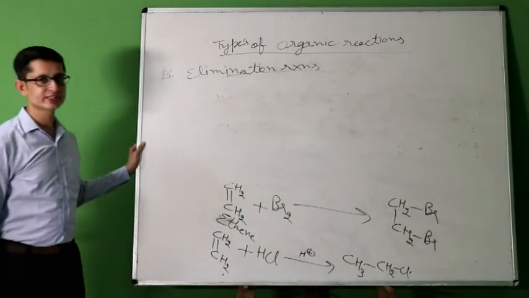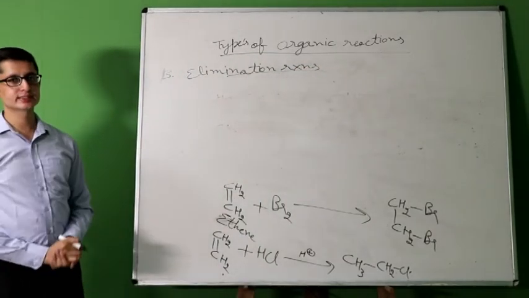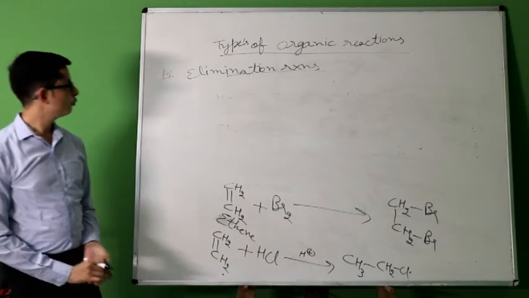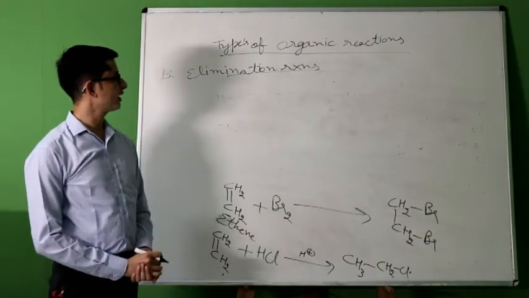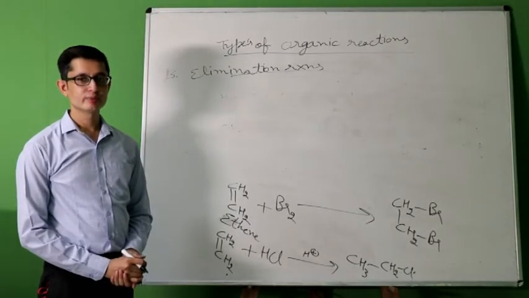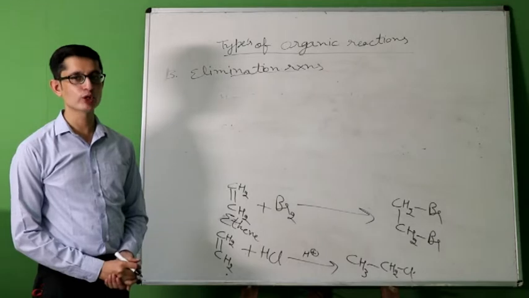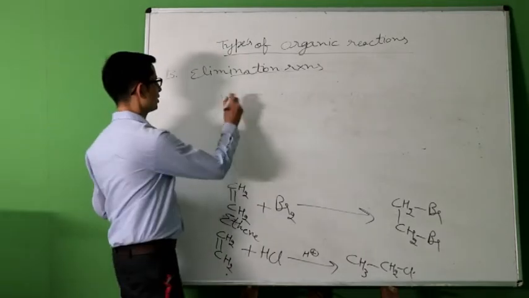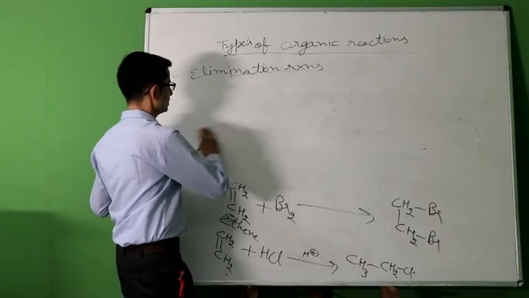Now in elimination reactions, these are those reactions in which either a number of atoms, a group of atoms, or a simple molecule is removed from a reactant molecule to form a double bond or triple bond product.